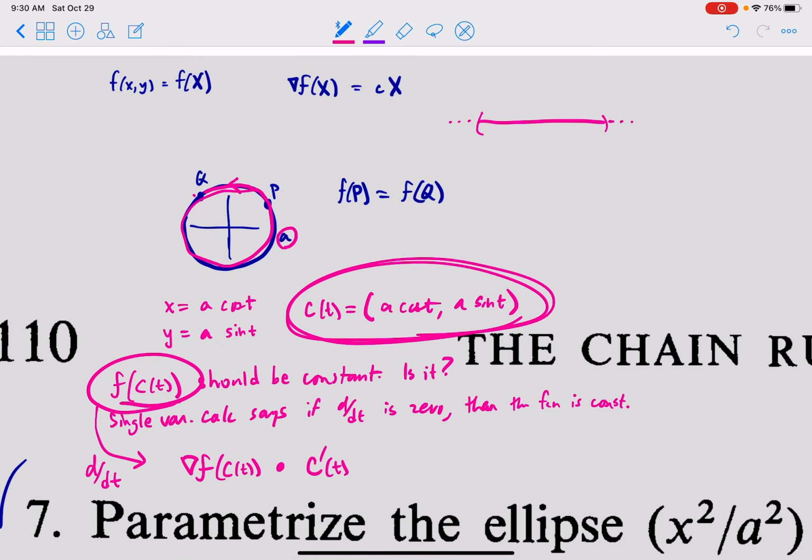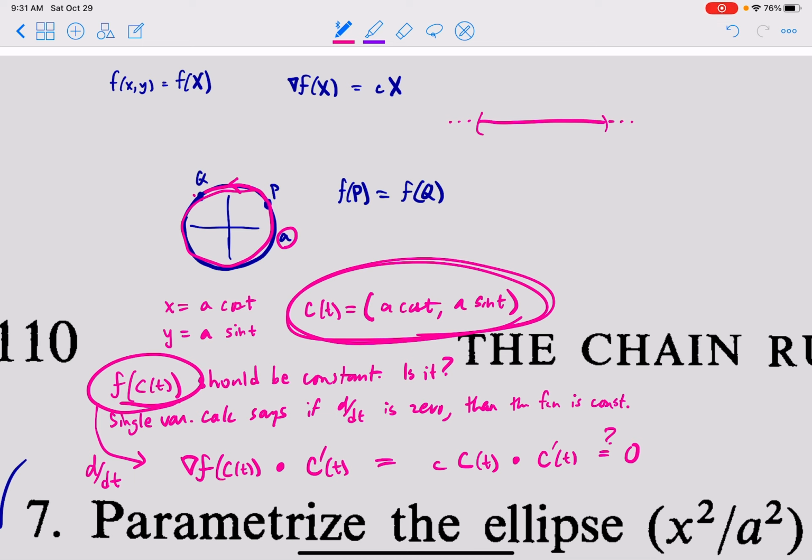Now, what do we know about the gradient? It's equal to some constant little c times the point. So this is equal to some constant little c times the point itself, which is big C of t. And then we have to take the dot product with c prime of t. And we're hoping that this is 0. So is it 0? Well, let's take a look.